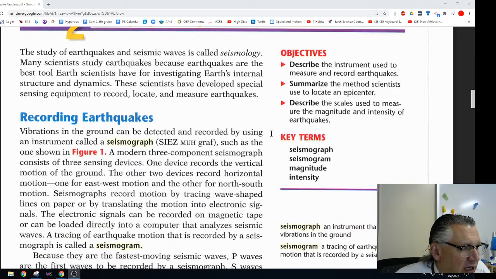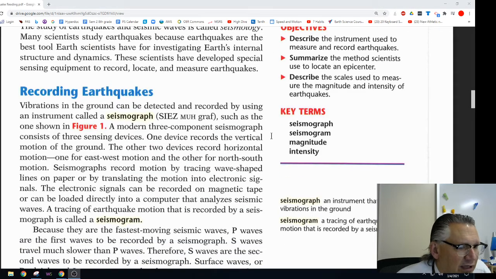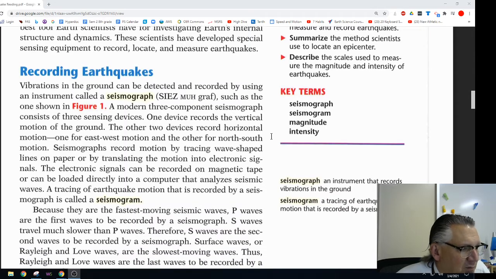Recording earthquakes. Vibrations in the ground can be detected and recorded by using an instrument called a seismograph, such as the one shown in Figure 1. A modern three-component seismograph consists of three sensing devices. One device records vertical motion of the ground. The other two devices record horizontal motion, one for east and west and the other for north and south motion.